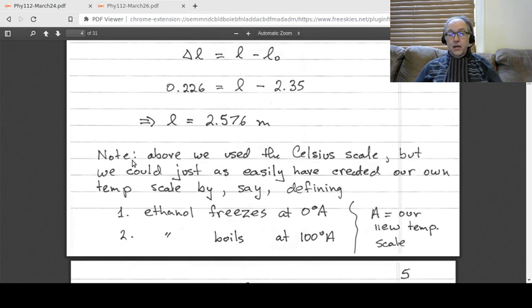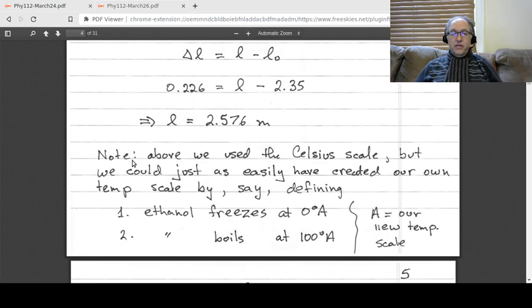Instead of using ethanol, he used water. He said, I know a good reference temperature for water. It's the temperature at which water begins to freeze, 0 degrees Celsius. And I know another good reference temperature for water. That's the temperature at which water boils, 100 degrees Celsius. He arbitrarily called them 0 and 100. He could have called them something else, but he chose 0 and 100 because 100 is a nice even number. And we got the Celsius scale.